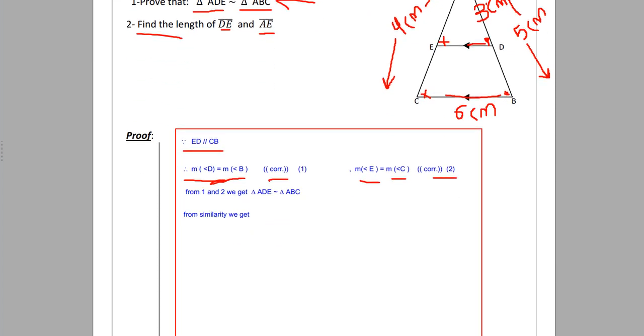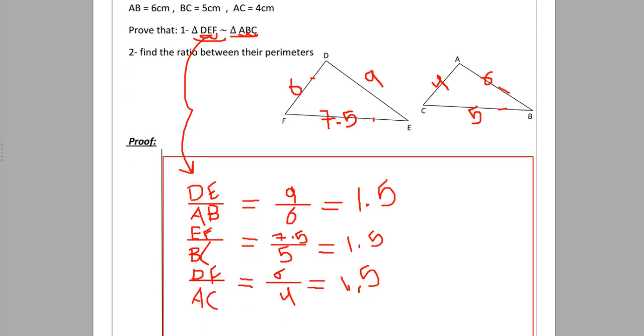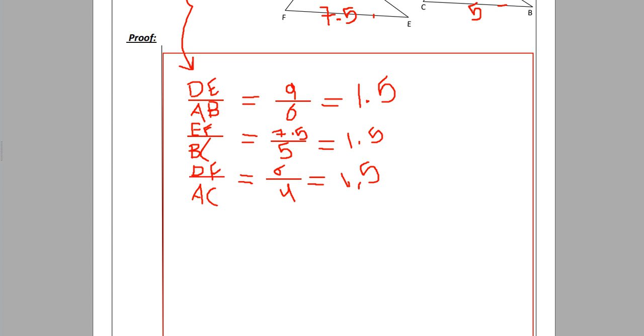Okay, and the ratio between their perimeters, this is the second required, is the same as the ratio between any two corresponding sides, so it is the same 1.5. So we can call this one 1, this 2 and this 3. From 1, 2 and 3 we get that these two triangles are similar, and the ratio between perimeters is the same as the ratio between any two corresponding sides, which is 1.5. Okay, so this was the second required.